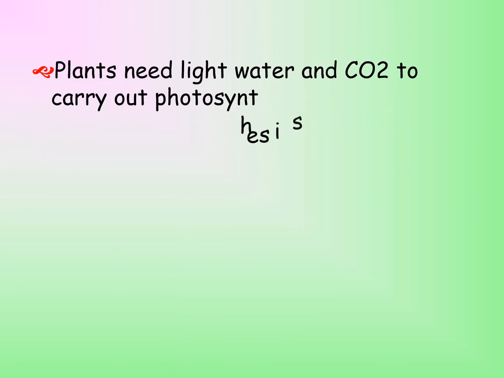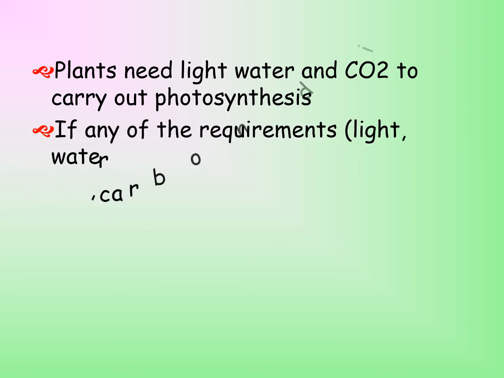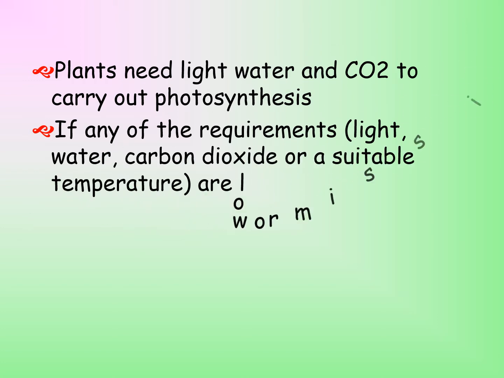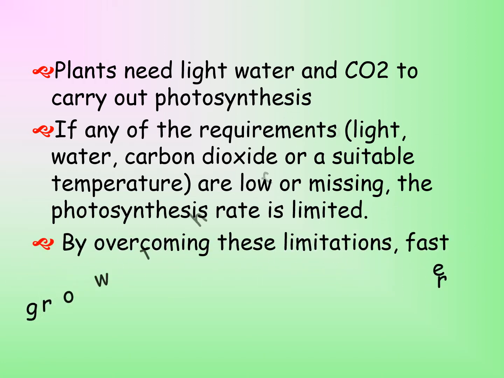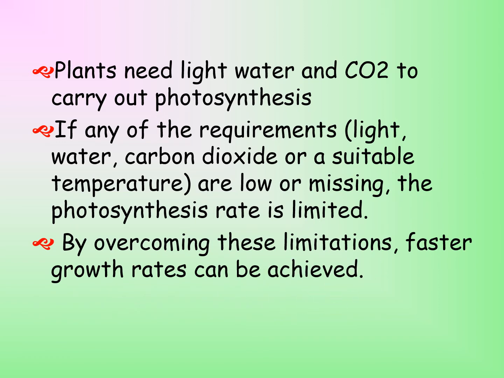Okay folks, so for National 4, these are the key areas that you need to cover. So you need to know that plants need light, water and carbon dioxide gas in order to carry out photosynthesis. And if any of these factors are low or missing, the photosynthesis rate will be slower or limited. And if we overcome these limitations, we get faster growth rates, because if plants photosynthesize, that allows them to grow.